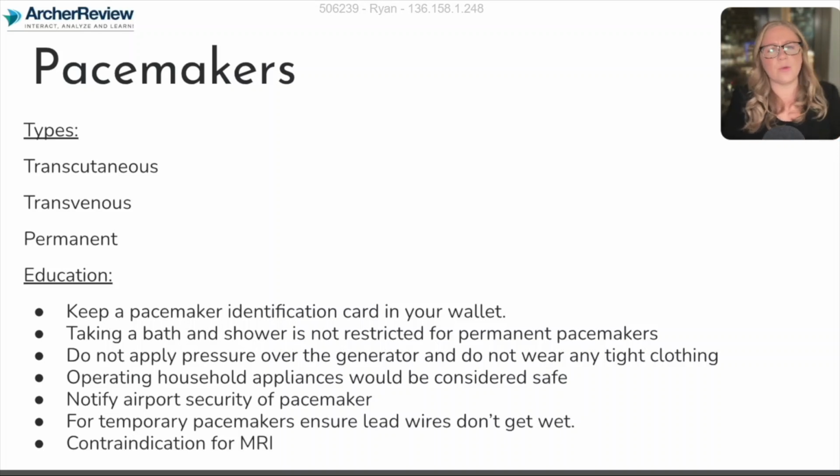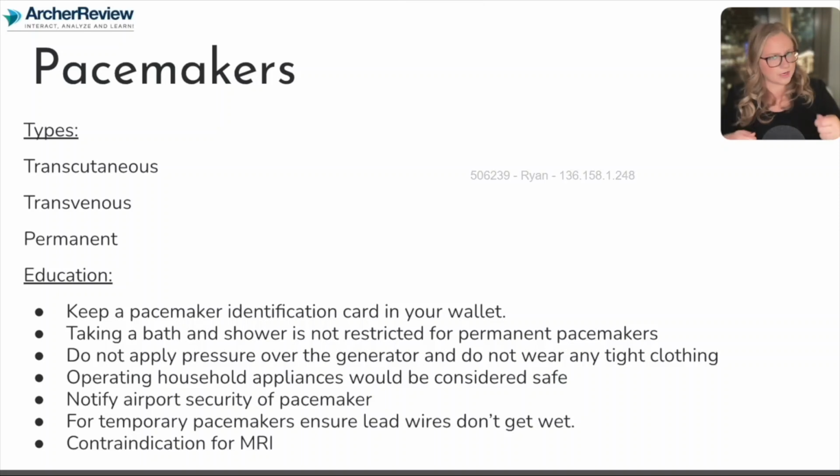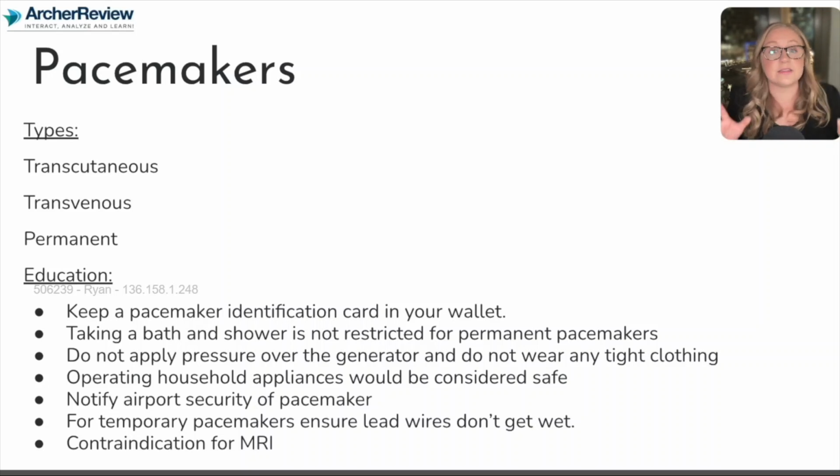First thing is we want them keeping a little identification card in their wallet. If something happens to them, people are going to be able to find that this person has a pacemaker, and that's going to be important for the emergency medical services. Now, people ask questions about water. Can they take a bath? Can they take a shower? Can they go swimming? Yes. It's totally okay to get water outside their body, all right? That pacemaker is implanted inside. Bath, shower, that is allowed.